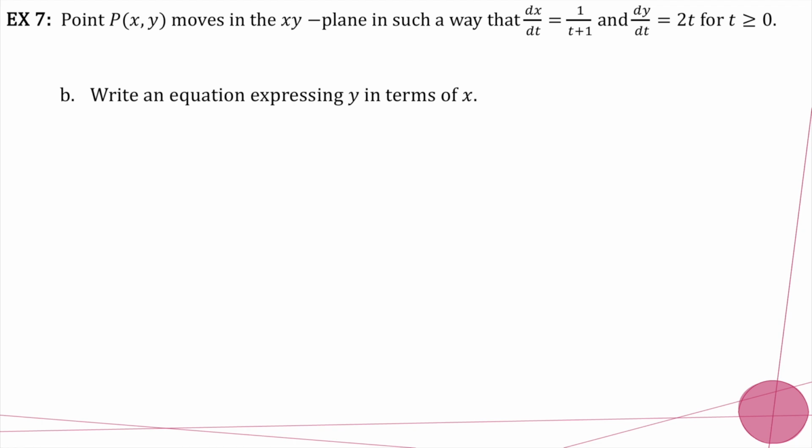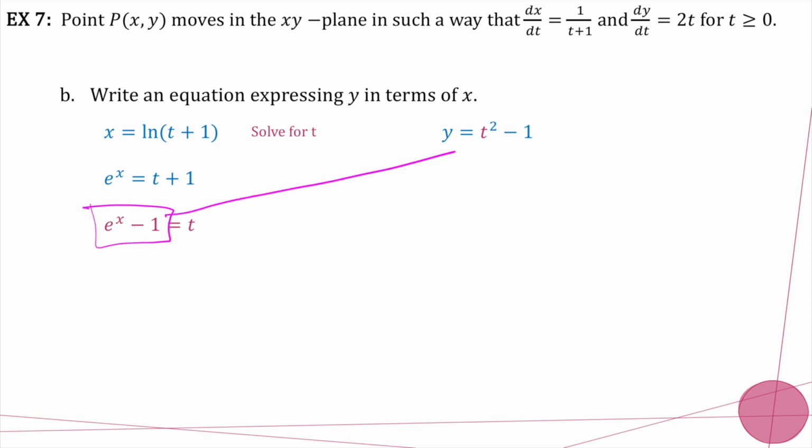Part B says, write an equation expressing y in terms of x. We've actually done this before too. We just have to figure out how to eliminate the parameter t. We already know that our x is ln of t plus 1, so let's solve for t. We can exponentiate both sides, subtract 1, and we get t equals e to the x minus 1. Now our y component is y equals t squared minus 1. So we'll take our t, plug it in. There we have it, an equation expressing y in terms of x.